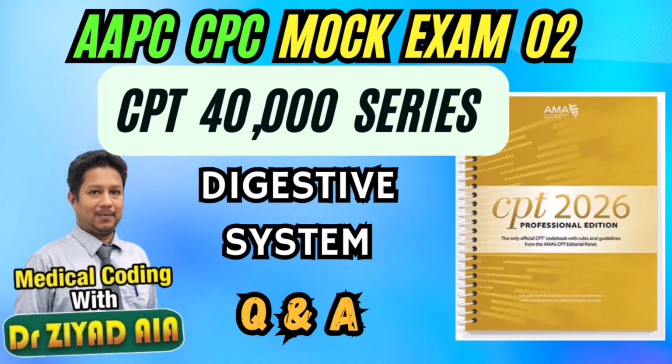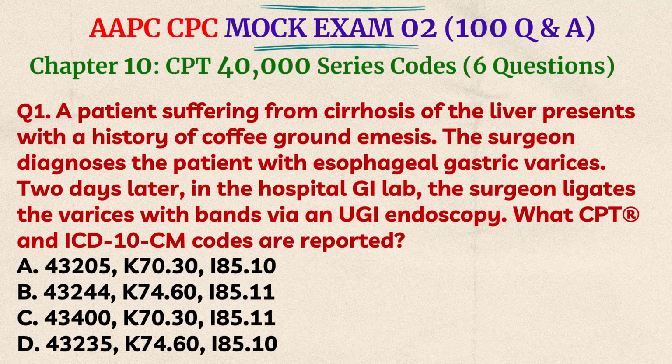Mock exam 2, CPT 40,000 series questions including digestive system. There are 6 questions. Question number 1. A patient suffering from cirrhosis of the liver presents with a history of coffee ground emesis. The surgeon diagnoses the patient with esophageal gastric varices. 2 days later in the hospital GI lab, the surgeon ligates the varices with bands via an upper GI endoscopy. What CPT and ICD-10-CM codes are reported?